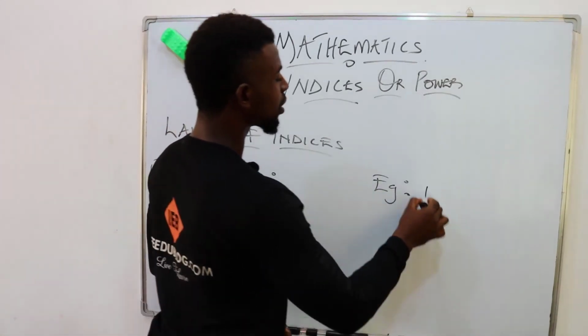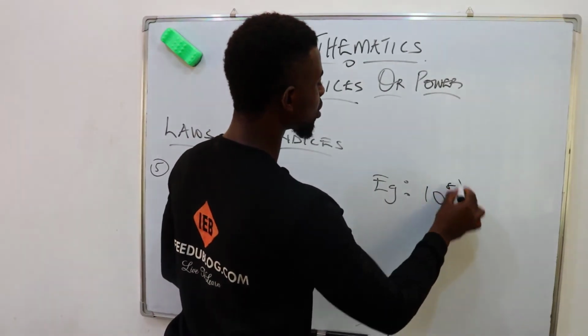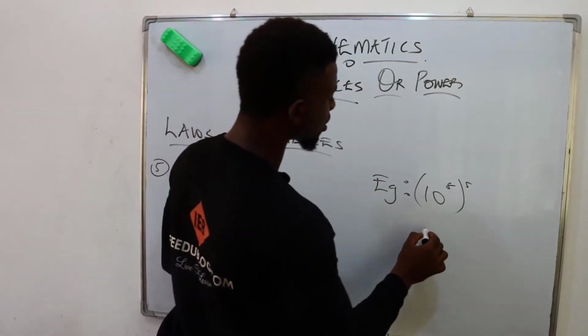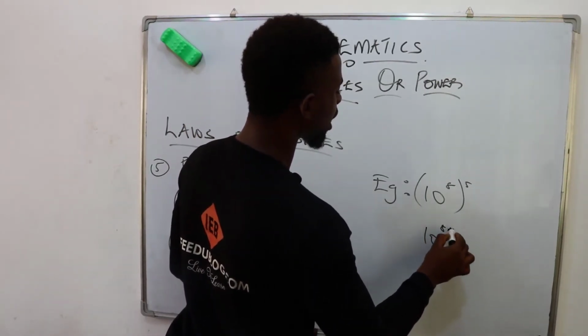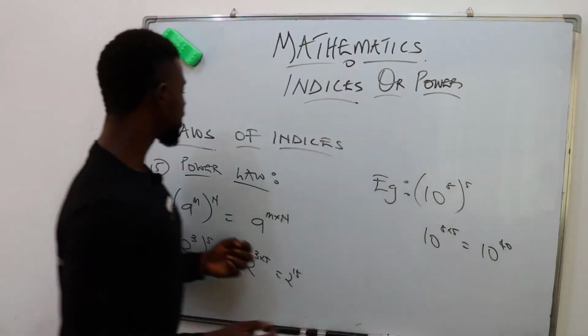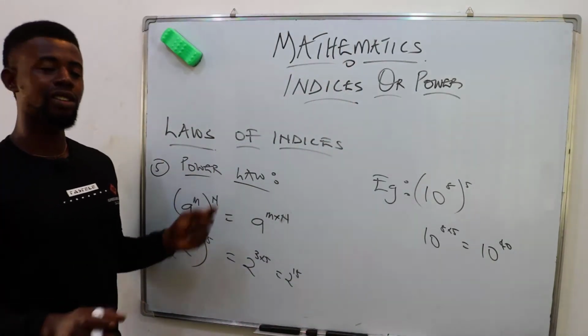Another example is this. If we have 10 raised to the power 8, all raised to the power of 5, this tells us that the solution is 10 raised to the power 8 times 5, which is equal to 10 raised to the power of 40. So basically that is what this power law is all about.